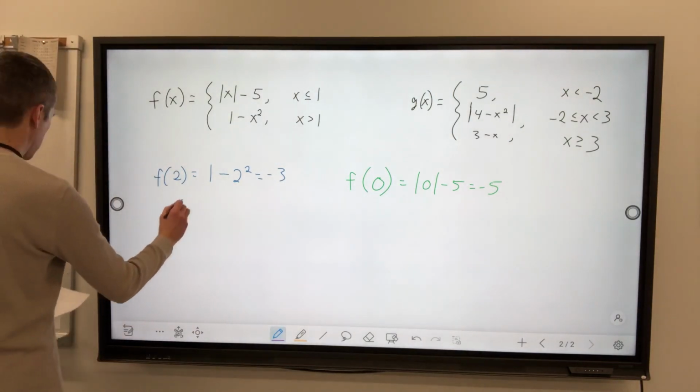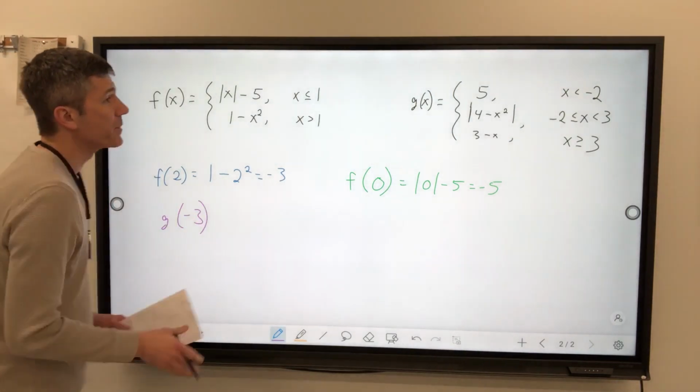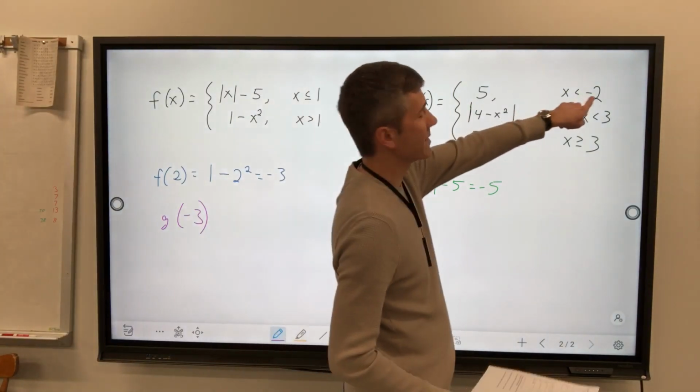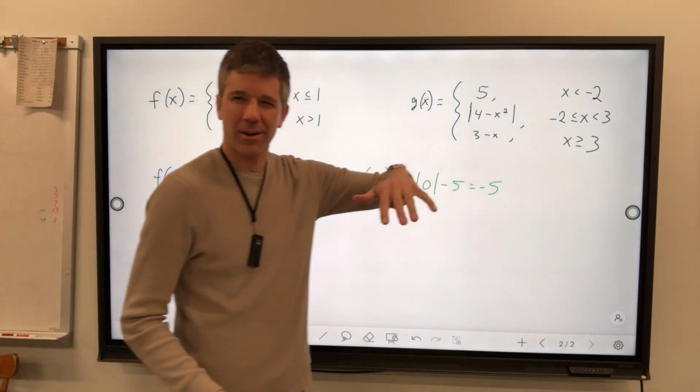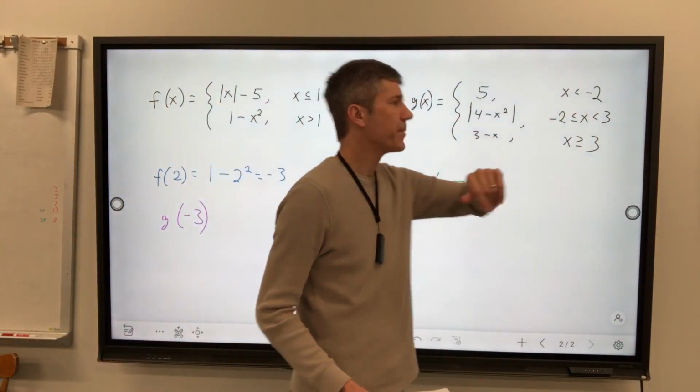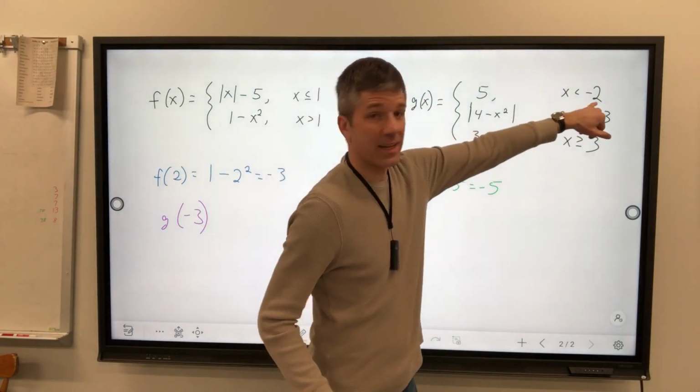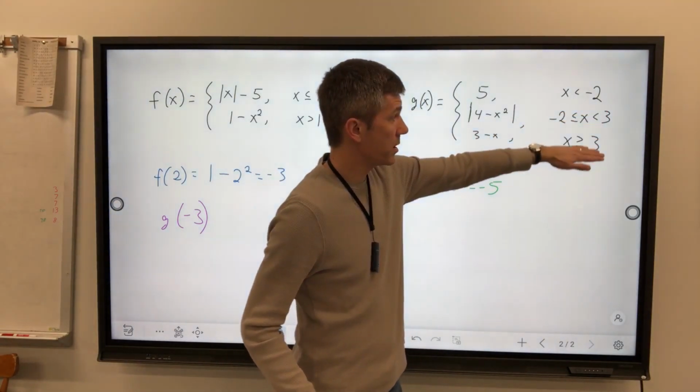So g of -3. -3 is the tricky one, but it's not hard. A lot of people miss it, but it's not hard. -3 is less than -2, so no need to even dabble with these.